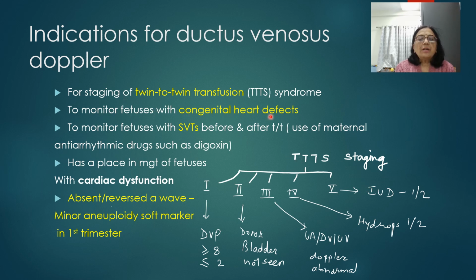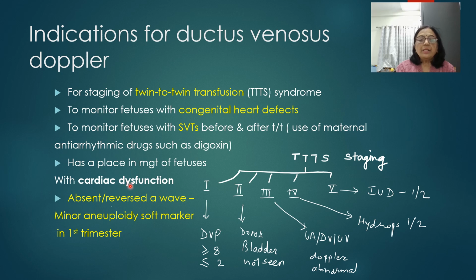Whenever there is a congenital heart defect, then to monitor that fetus, ductus venosus Doppler is used. That is the second indication. Third is if the fetus has SVT, supraventricular tachycardia, and in these cases we give antiarrhythmic drugs to the mother, such as digoxin. So before and after treatment monitoring is done in these cases. So it has a definite place. Ductus venosus has a definite place whenever the fetus has cardiac dysfunction.